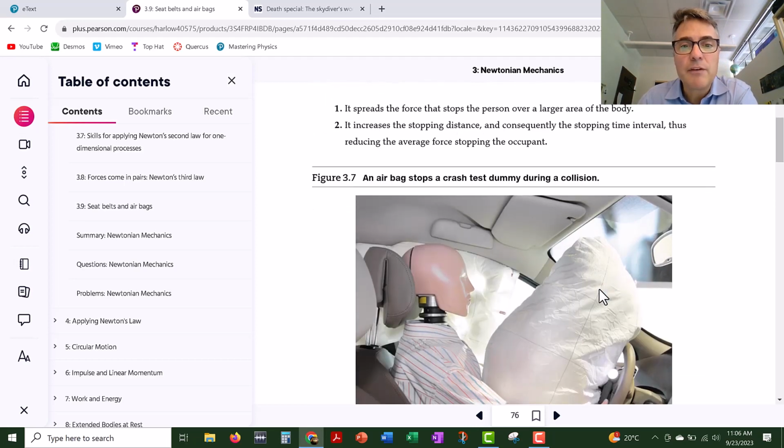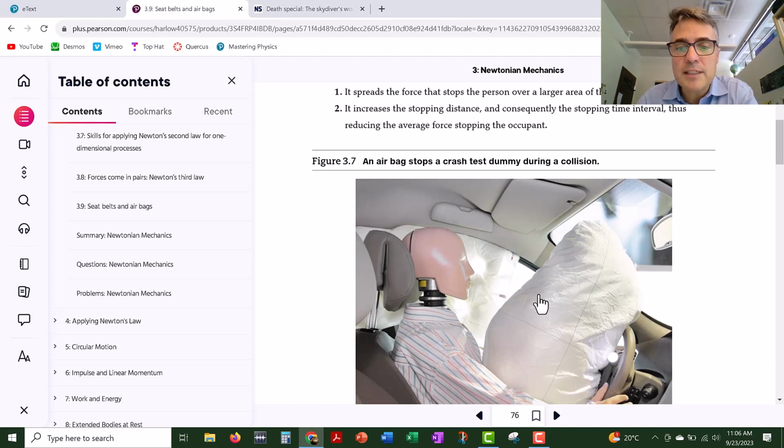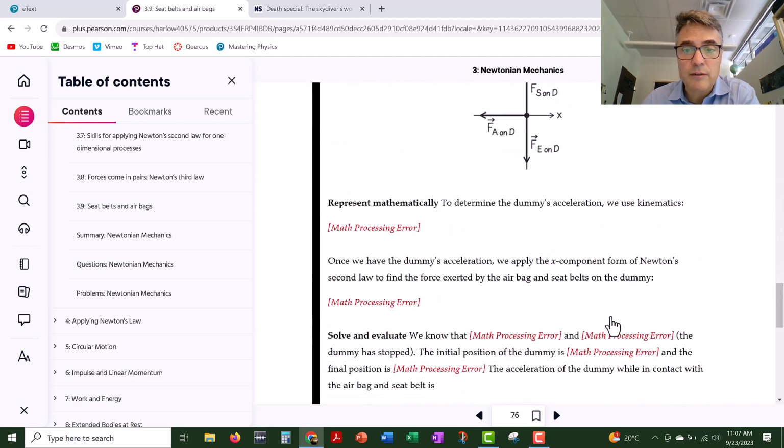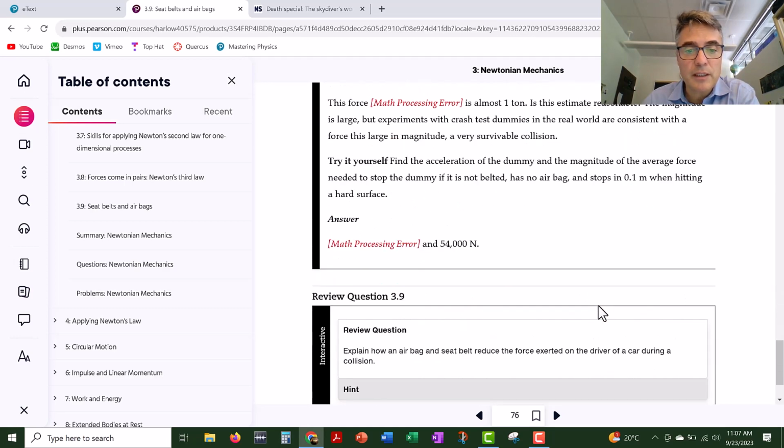But second of all, if you think about this, you have to slow down by a certain delta V, and that's given. Whatever speed you were going, you have to stop if you hit a tree or a stationary object. But if you increase the stopping distance over which the force is acting on you, because you're going into a squashy bag as opposed to a hard piece of plastic like the steering wheel, then that can decrease the acceleration over that distance, and therefore reduce the average force acting on you to stop you. And so there's a whole example of how you actually find that force given the acceleration.